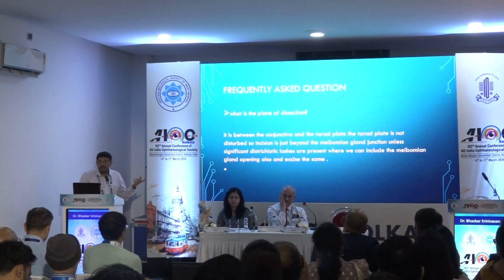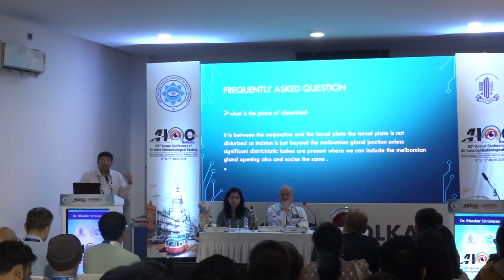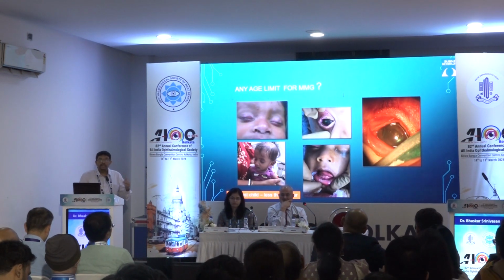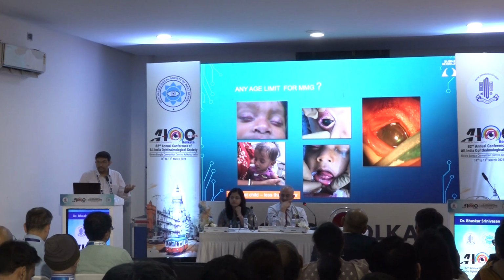Frequently asked questions: what is the plane of dissection? We've already mentioned that it's between the conjunctiva and the tarsus. Age limit: there's no specific age limit. The only thing is, if the patient has a recent onset of SJS, you will wait for the mucosa to heal, after which only you will take the patient up for surgery. Our youngest has been about a year.